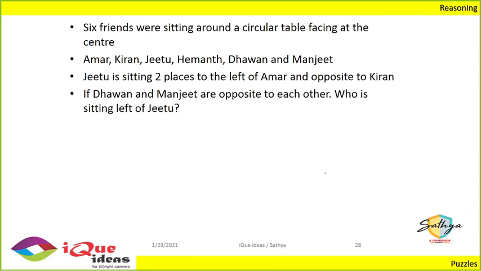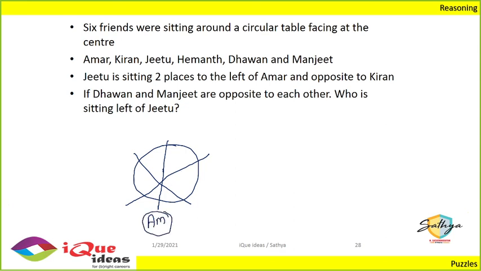It's given that there are 6 people. So 6 people opposite will be somewhat like this. Now, Jitu is 2 places to the left of Amar. So first I place Amar, right? Jitu is 2 places to the left. So 1 place, 2 place. So Jitu is placed here. Jitu is 2 places left of Amar and opposite to Kiran. So this is Kiran. Are we together so far?